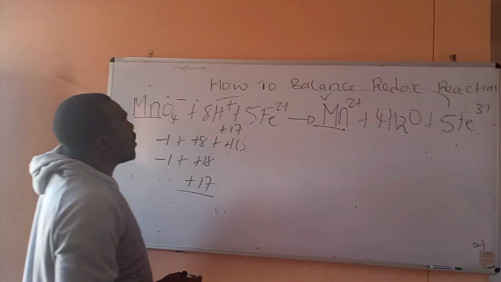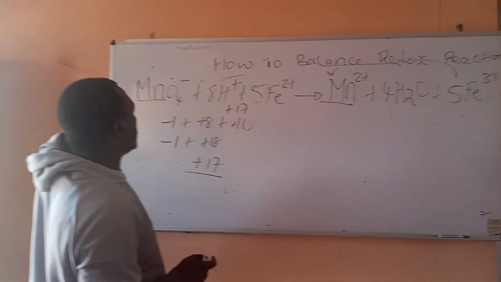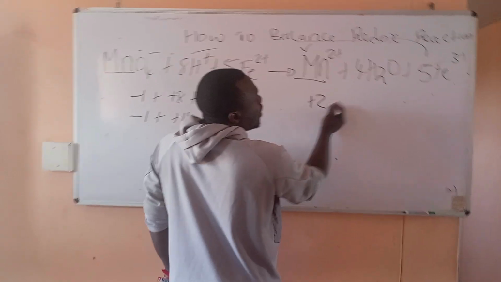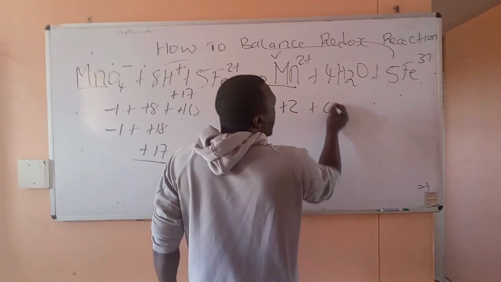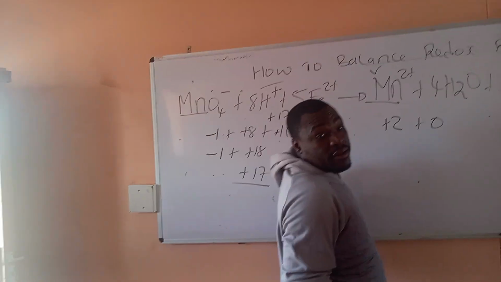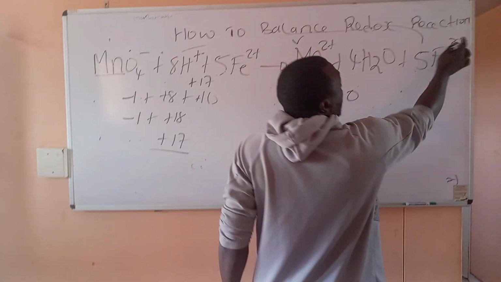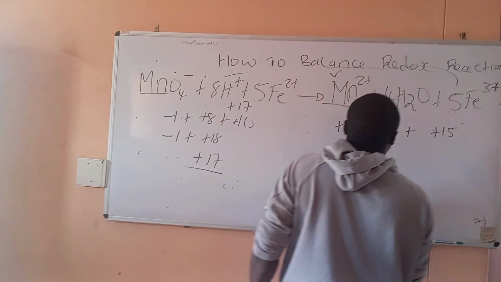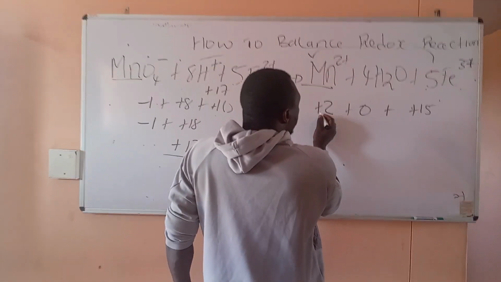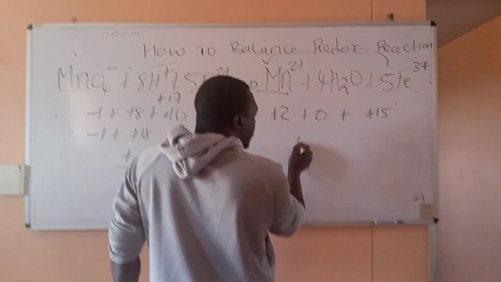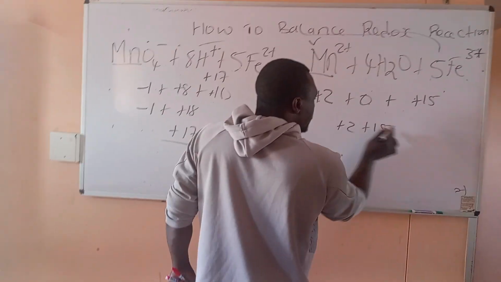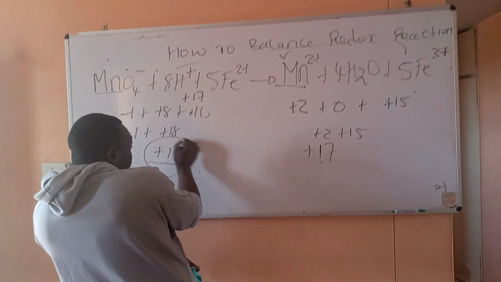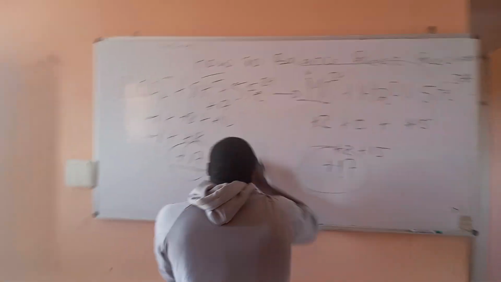Let's look at the overall charge here. This times this is plus 2. This times this 0 is plus 0. And 5 times plus 3 is plus 15. Positive 2 plus 0 plus 15 gives me plus 17. So we have a total charge of plus 17 and a total charge of plus 17. We are good.